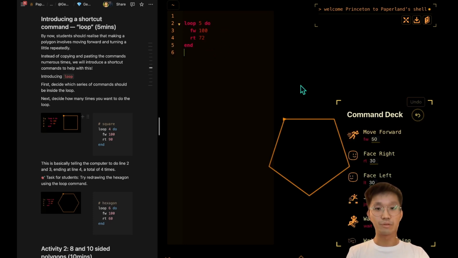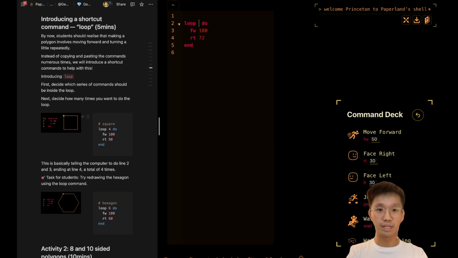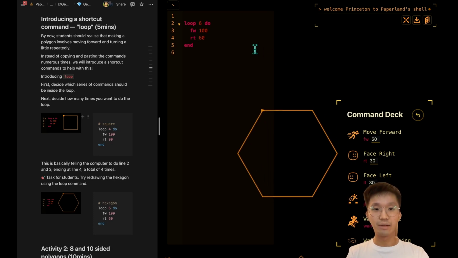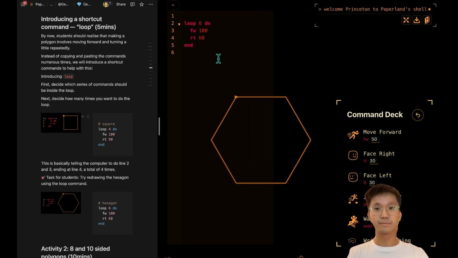This basically creates a loop. It does lines 3 and 4 five times. So if we were to use this loop command, we could change the number of times we loop to 6, and we could change the turning angle to 60, and we can get a hexagon. So the loop command will be coming in very handy when the students approach activity 2.